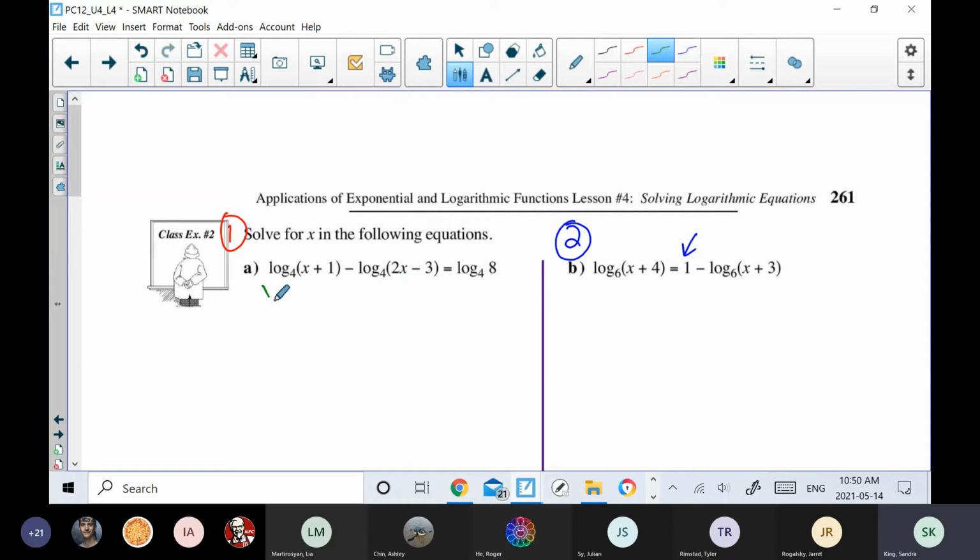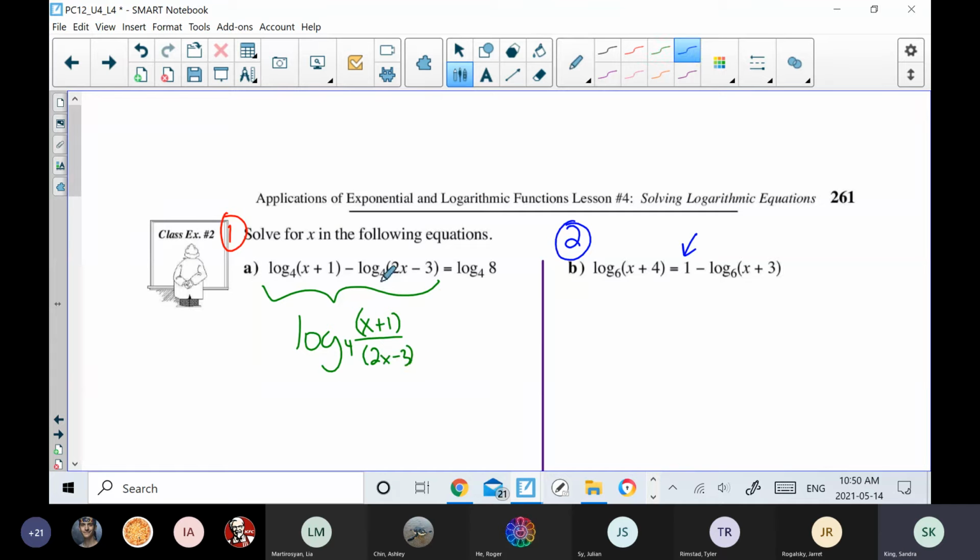But for here, if I've got 2 logs, combine these by using your laws of logs into 1 log, right? So log base 4, log base 4, this is subtraction. So what we are going to do is, it's the quotient law. So this would be the log base 4. This argument goes on top in my numerator, and this argument is in my denominator.